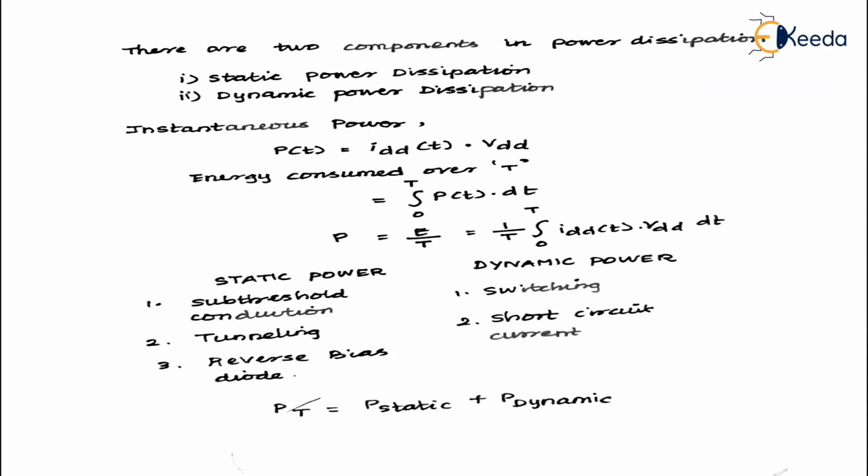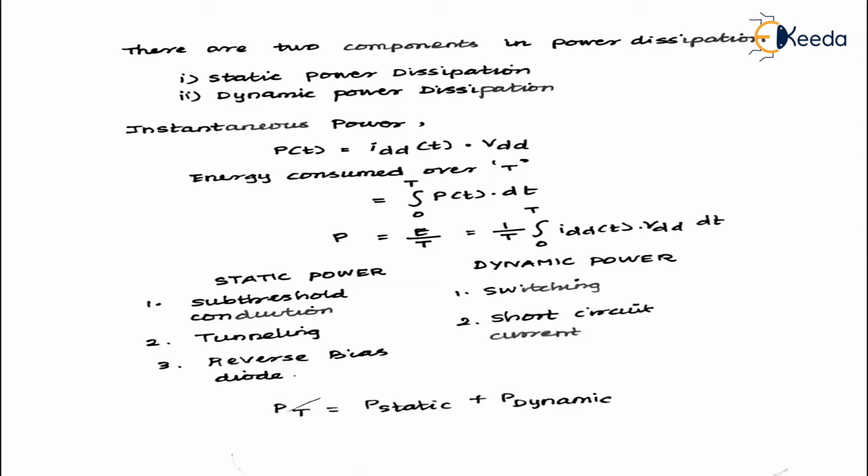So what is instantaneous power? It is nothing but the power at whatever time it may be, so I must get some power value. So P of t is nothing but, what is P? P is equal to V into I. That is what I have written over here. So P of t is equal to IDD of t into VDD. VDD is the supply and the current due to the supply voltage is IDD.